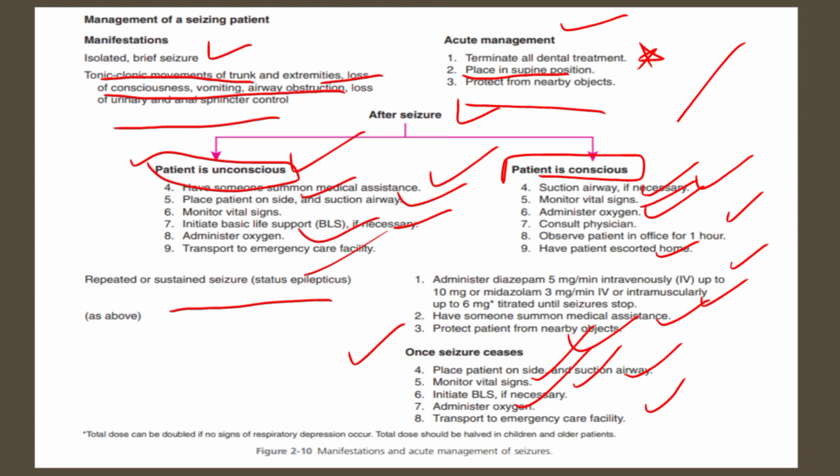But if the seizure is continuous, you will give 5 to 10 milligrams diazepam or midazolam 3 to 6. Have someone summon medical assistance, and remove all the nearby objects. Once the seizures are stopped, check the airway for patency, then monitor vital signs, basic life support, place the patient on one side, administer oxygen, and transport to emergency. Very important.